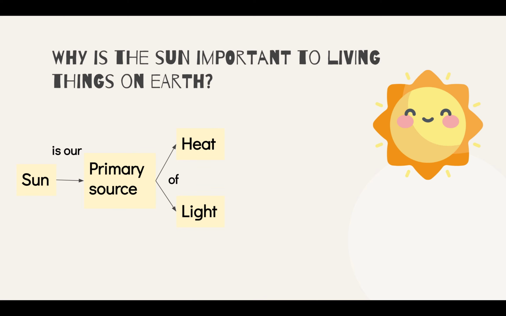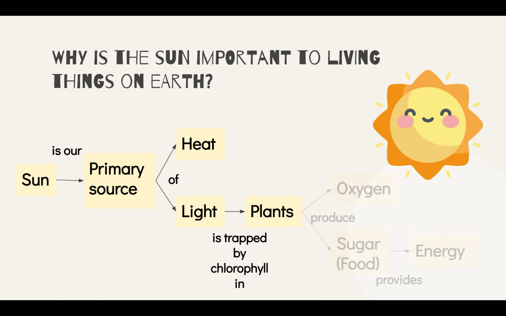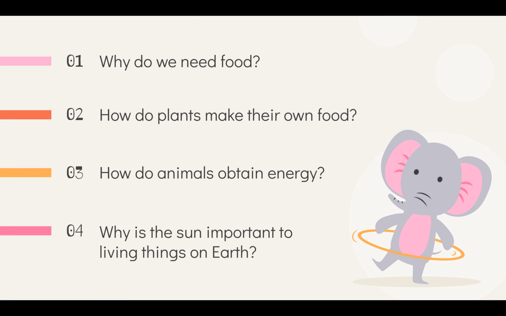In what other ways do animals and plants depend on light from the sun? Recall, photosynthesis requires light. When plants use sunlight to make food, the energy from the sun is passed on to the plants in the form of sugar. When animals eat the plants, the energy in our food can be traced back to the sun. And with that, let us recap the 4 guiding questions. Can you answer all of them?